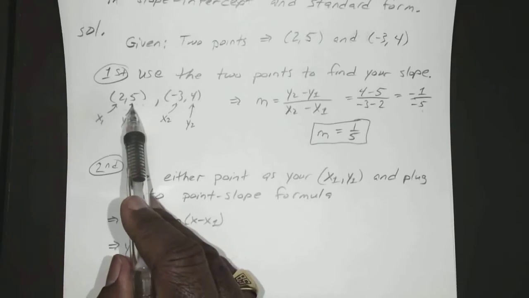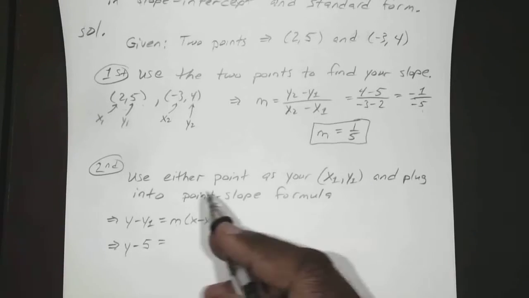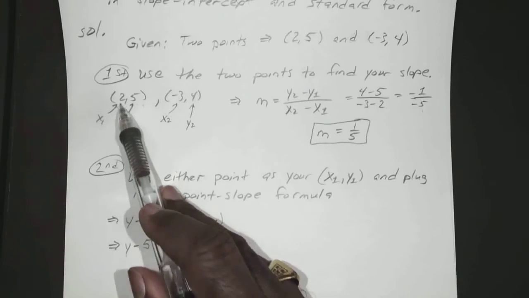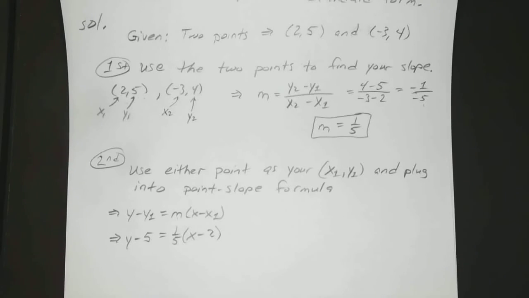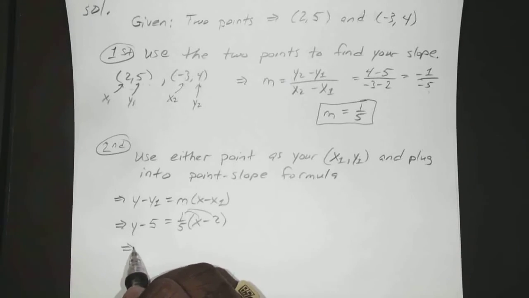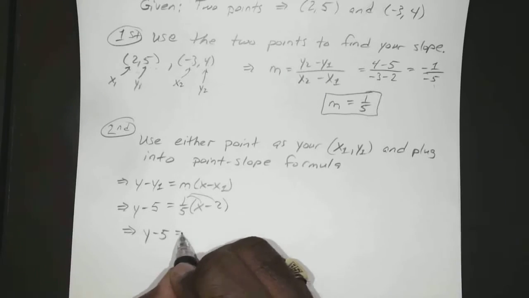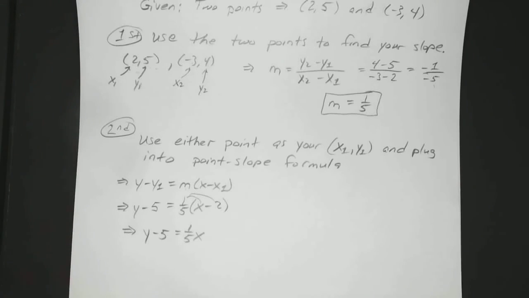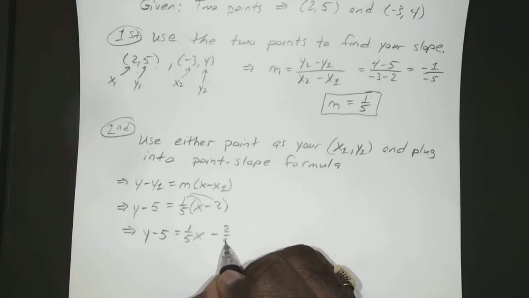So y minus y1, so it's 5, equals your slope, so you have 1/5, times x minus your x1 is 2. Okay, so we go ahead and simplify it. Move that up some. So you have y minus 5 equals 1/5 times x is 1 over 5x. 1/5 times negative 2 is negative 2/5.